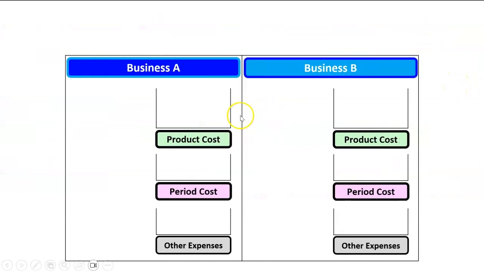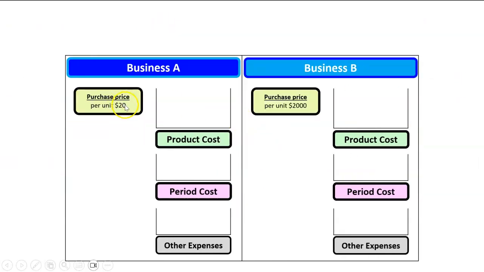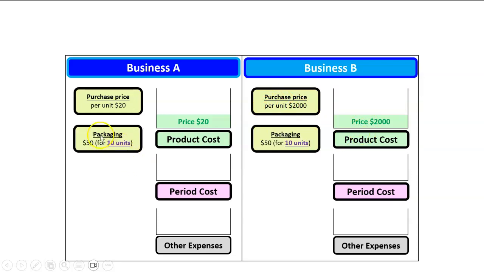Let's take principle number 2. So we're going to start again. Purchase price for both businesses is $20. Actually, sorry, it's $2,000 here. So the product cost here for business A is they buy inventory for $20 per unit, and business B buys a different type of inventory for $2,000 per unit. However, they're both going to incur the same packaging expense. So $50 for 10 units and $50 for 10 units.